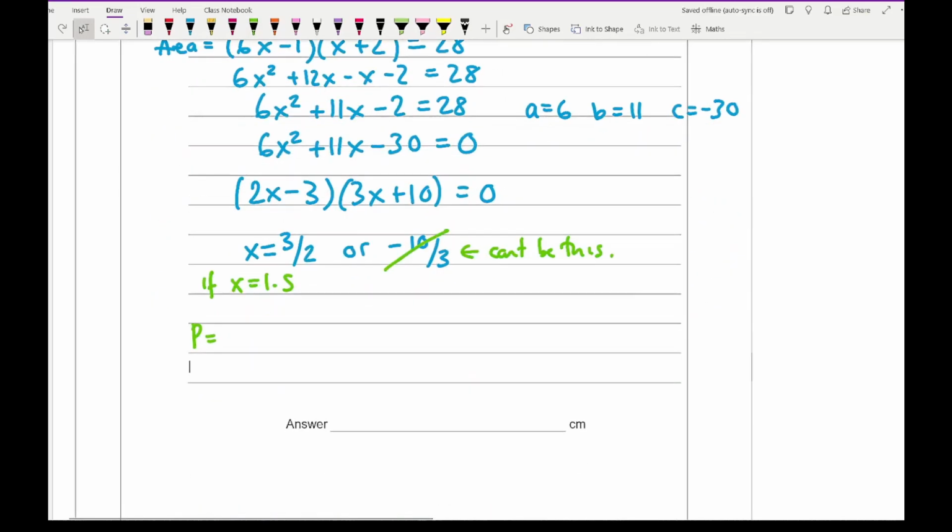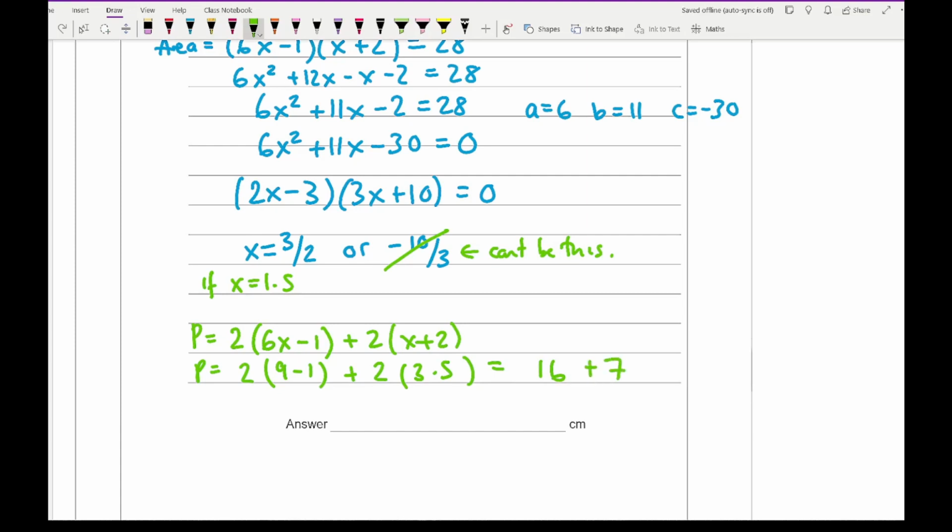So if x equals 1.5, then the perimeter, going back to this, is going to be 2 lots of 6x plus 1, or 6x minus 1, plus 2 lots of x plus 2. Substituting x equals 1.5, I get 6 times 1.5, which is 9. So it's 9 minus 1 times 2, plus 2 lots of 3.5. Now 9 take away 1 is 8, times 2 is 16. 2 times 3.5 is 7. So it's 16 plus 7, which is 23.